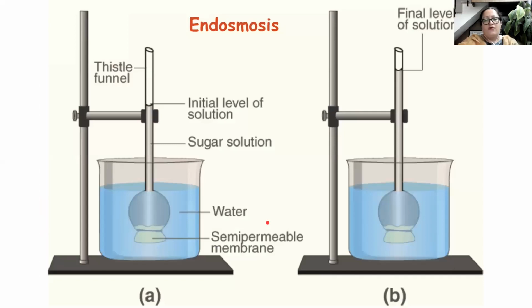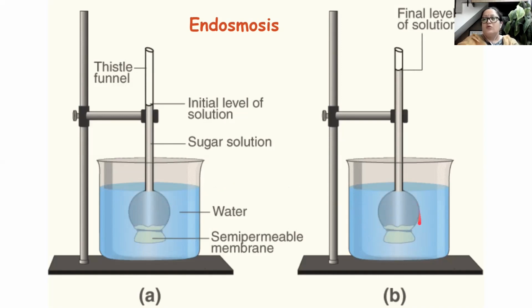Okay, so this type of osmosis is called endosmosis, when there is a rise in the water column or the solution level inside the Thistle funnel. This is because a semi-permeable membrane will permit the entry of water molecules from water to the sugar solution inside. Because sugar solution is hypertonic, water is in comparison hypotonic. So water concentration is high outside than inside. So water will go from outside to inside.